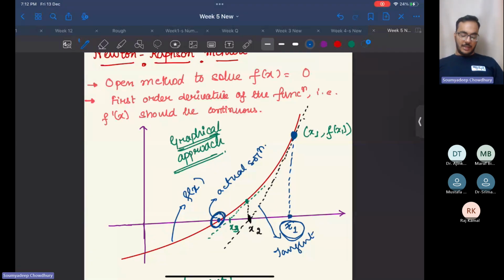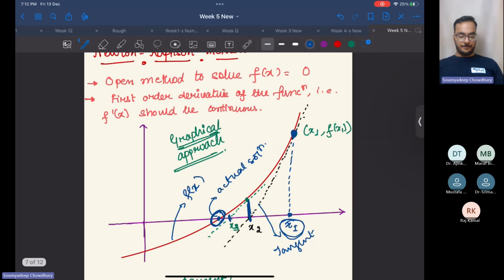And then we extend the tangent to find the point where it intersects the x-axis. So this is my new solution. After performing the first iteration, my solution is x2. It was x1 first, then we move to x2. Then we again repeat the same procedure. We find the functional value at x2, that is, we extend a vertical line here. Again, we draw a tangent to that intersection point and we arrive at x3. And we keep doing this, and soon we will approach the actual solution.